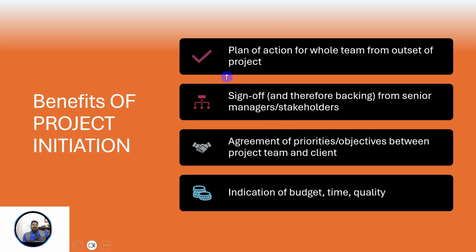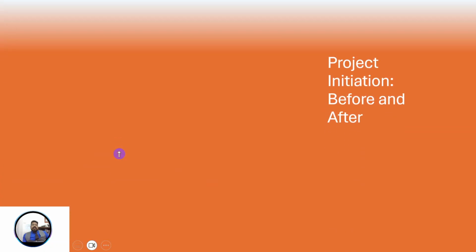Project initiation: a plan of action for the whole team, sign off from senior management to start the project, agreement of priorities or objectives or scope between the team and the client, and indication of budget, time, and quality. That's what is done in the project initiation phase.